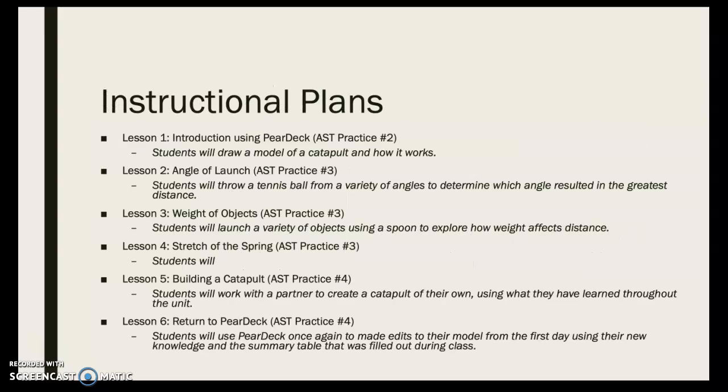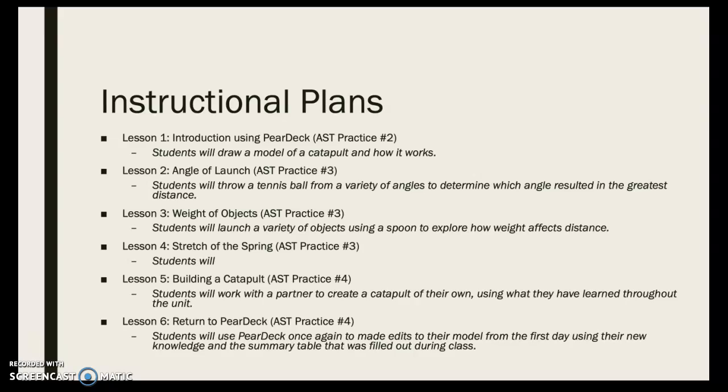So then back to my remaining 2 lessons. Lesson 5, the students will actually be building a catapult with a partner, and I will give them directions, but not a lot, because I want them to use what they have already learned throughout the unit to figure out the angle, the materials, kind of the structure. Well, I'll tell them the structure so that they know what it should look like in the end, but they're going to decide the object, and thus the weight of the object, the angle, and then the stretchiness of the spring, which will be a rubber band.